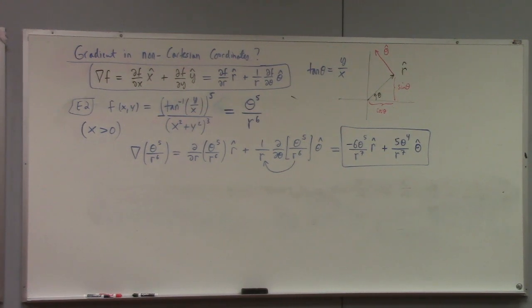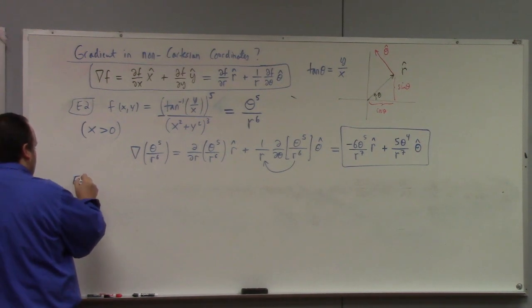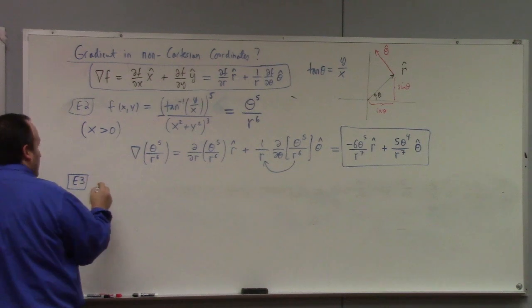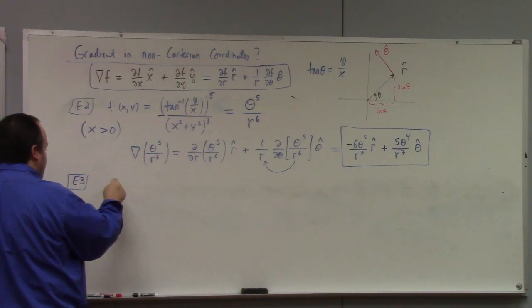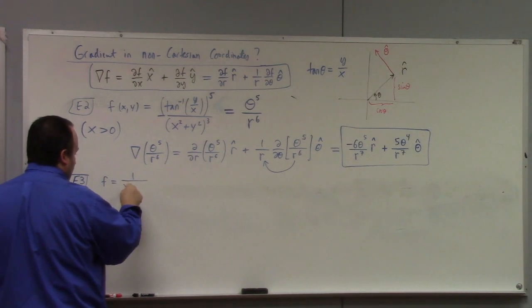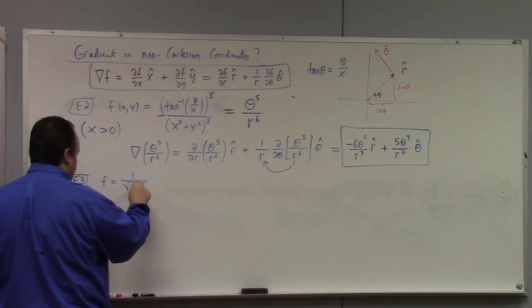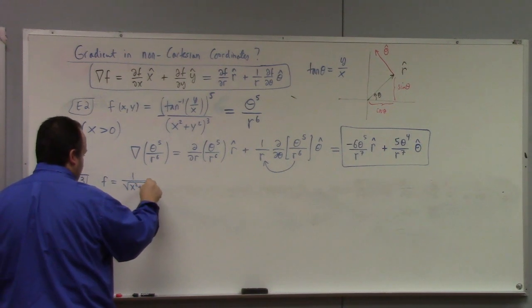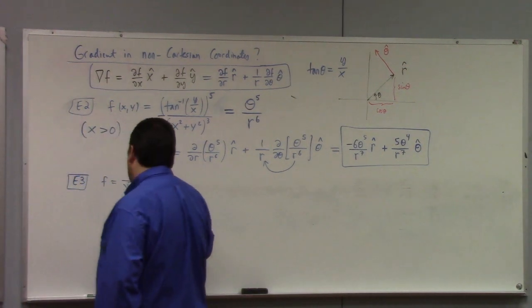How about this? Let's work one in both Cartesian and polar. This is a nice one, kind of an important one. What if we look at f equals 1 over the square root of x squared plus y squared? Can you guys tell me how do we differentiate this thing?